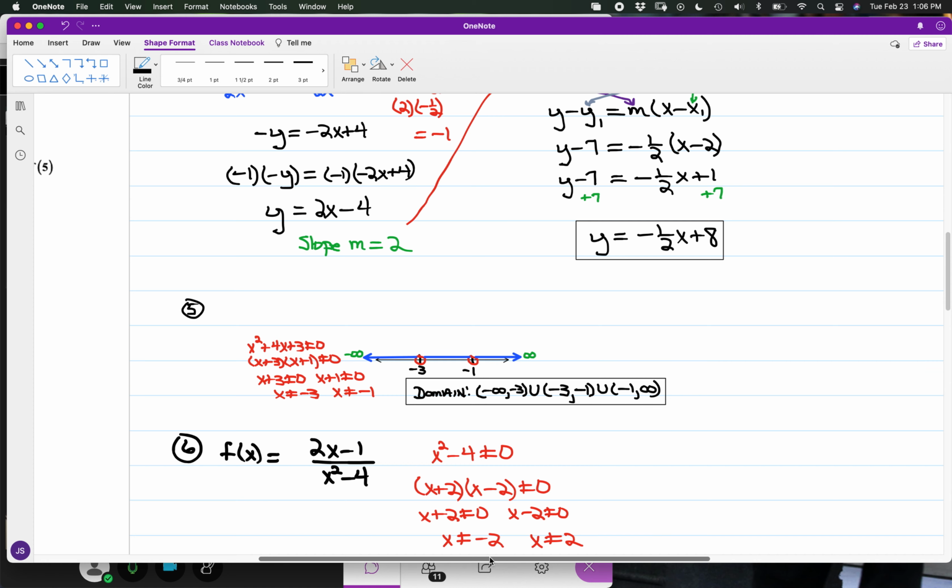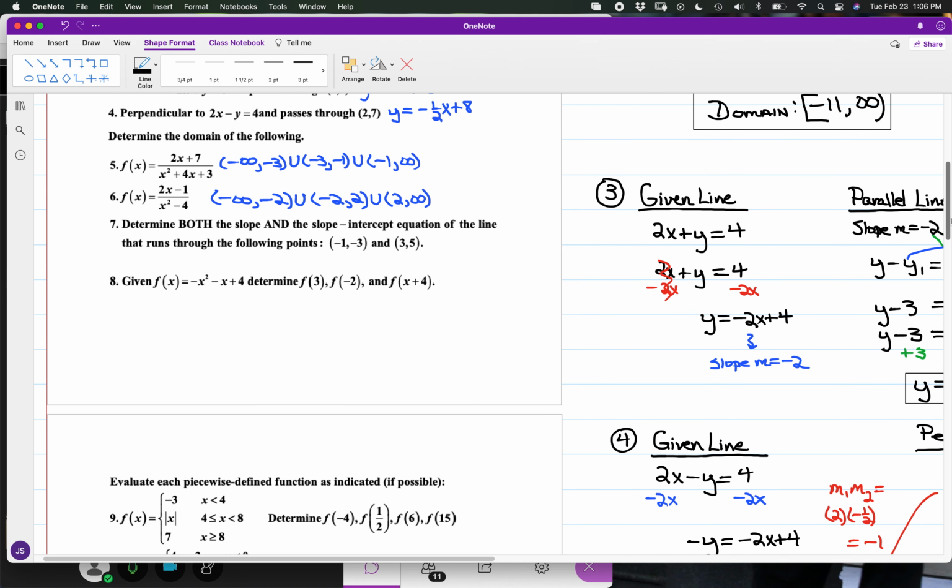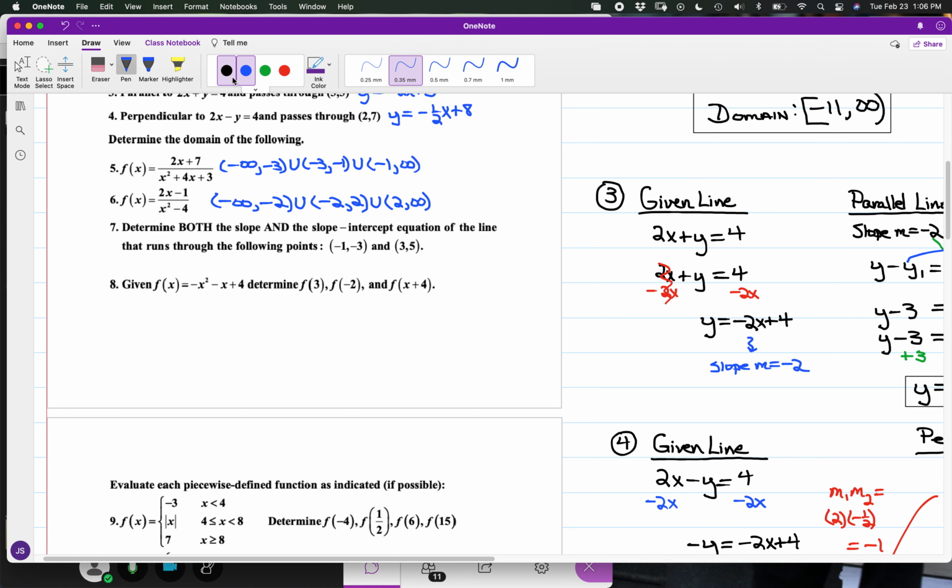All right. So just for what we have for number 7, we have the slope is equal to 2. And again, for the slope-intercept equation, we have y is equal to 2x minus 1. Now, we have the determination of functional values and expressions.